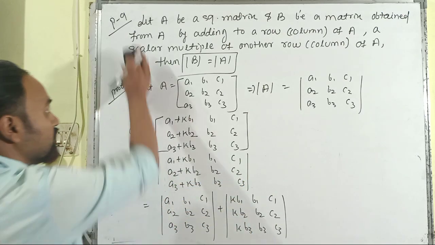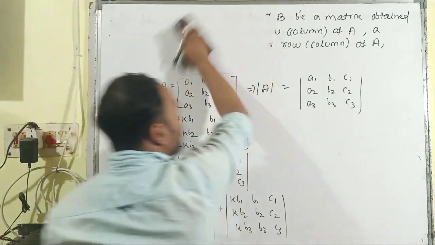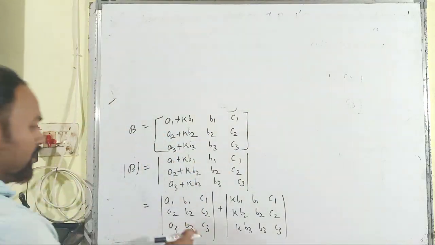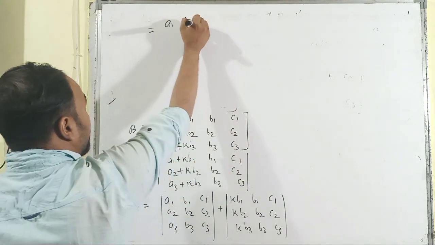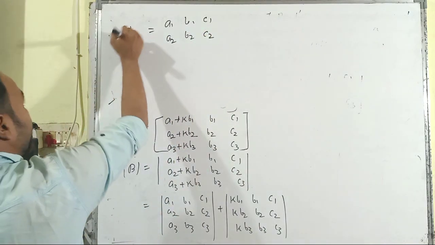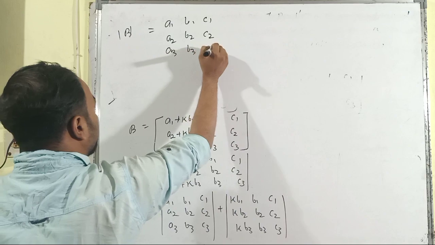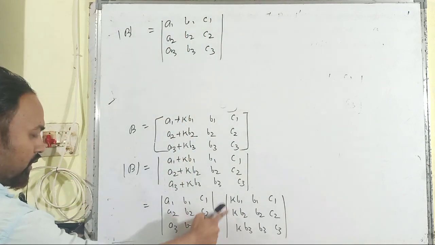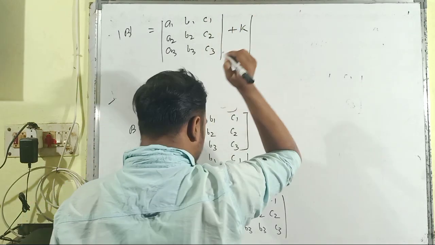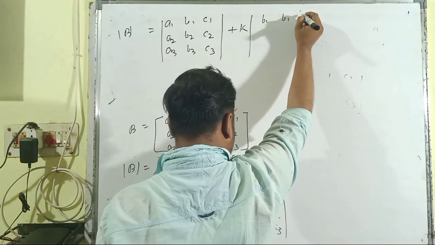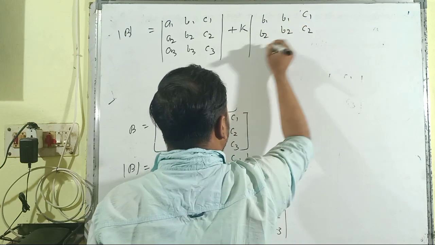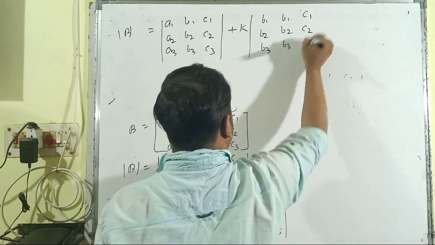Now we have to solve it and prove that the values of determinant A and determinant B are equal. Let us write a1, b1, c1, a2, b2, c2, a3, b3, c3, this is the determinant of A. This determinant is unchanged, but let us take K as common from the second determinant. Taking K as common, here we get b1, b1, c1, b2, b2, c2, and b3, b3, c3.